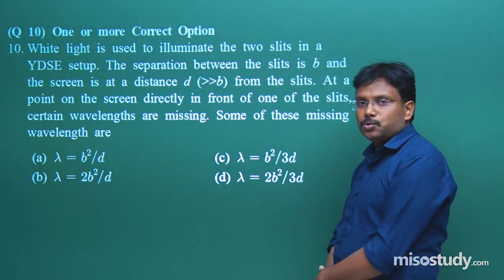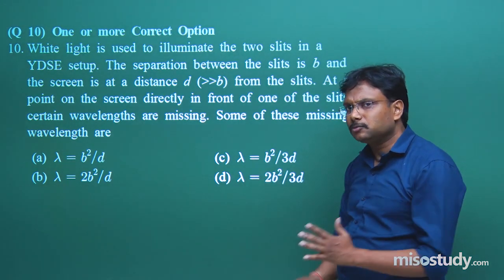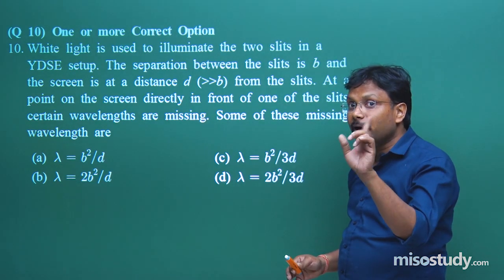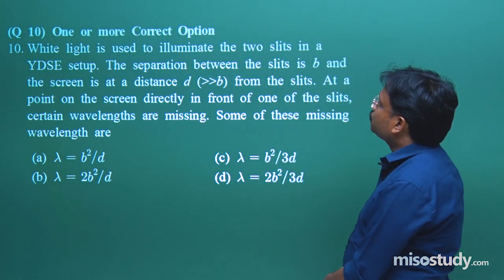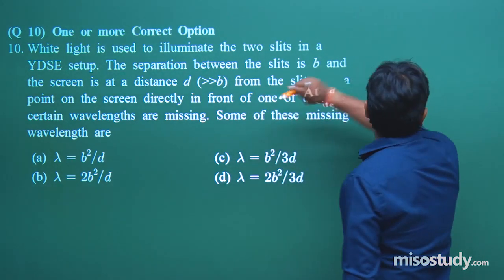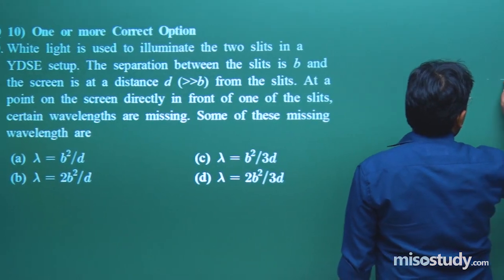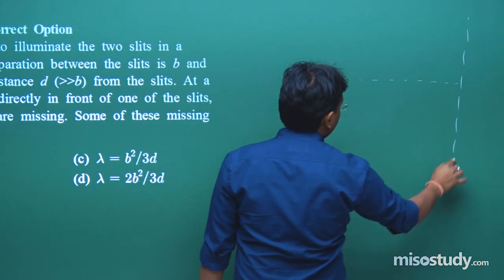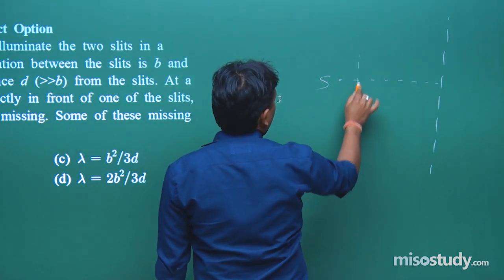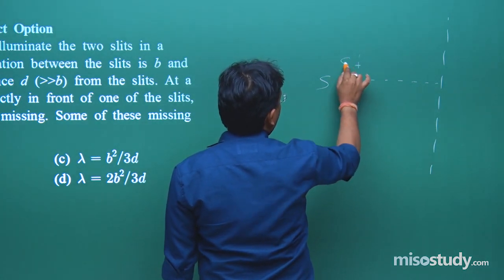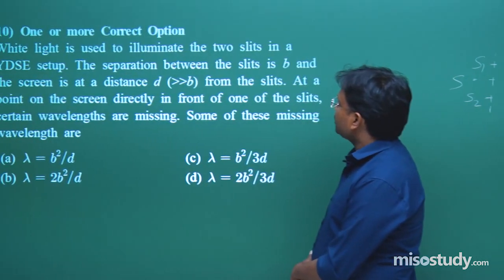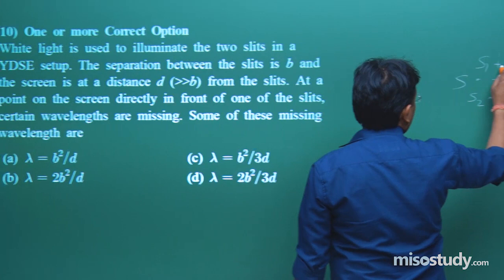White light is used. What is the meaning of white light? Combination of various wavelengths. Fine. So, indirectly I am saying not monochromatic. White light is used to illuminate the two slits in a YDSE setup. Two slits means, just take a look like this. What is the setup? This is, let us say, first, then this is one slit, this is one slit, S1 and S2. Fine, symbolic diagram. The separation between the slits is B.